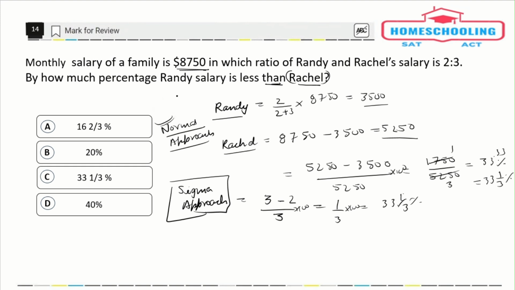See, in percentage, if we have one constant value here instead of multiple, then there is no need to find out their individual values. You can just use the ratios and find your answer. So this one is your sigma approach. Just put it like this. We have to find how much percentage Randy's salary is less than Rachel's. So that is 3 minus 2, then divided by Rachel's, that is 3, into 100. So that would be 33 and 1 by 3%. So this is going to be your answer. Option C is your answer.